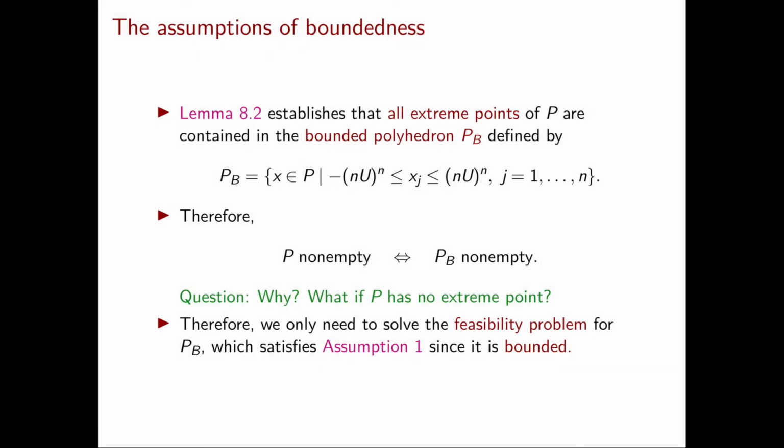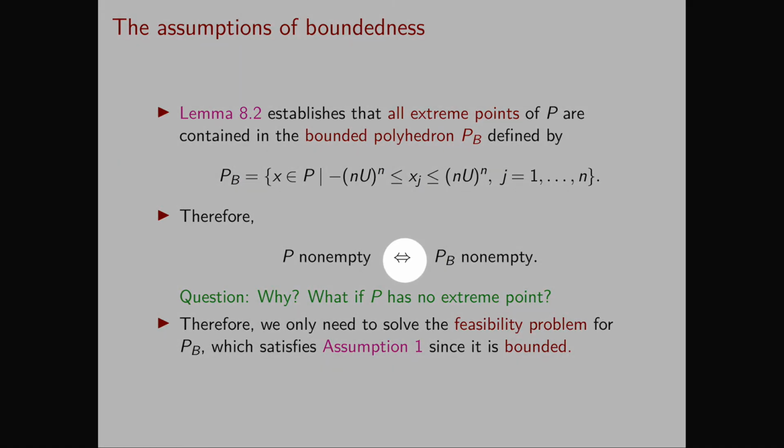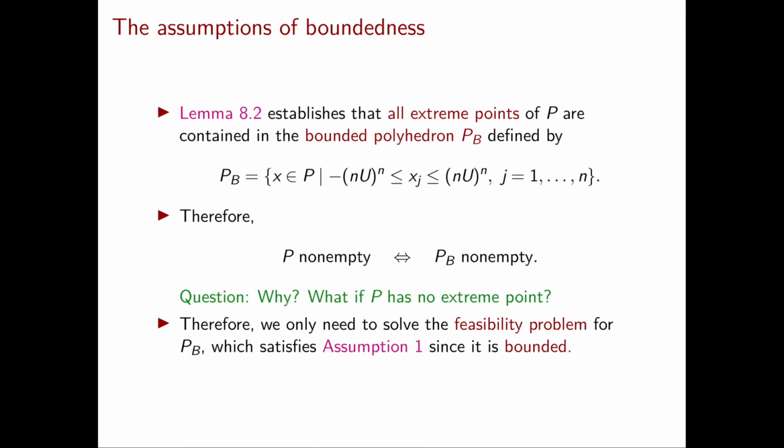Of course, this is not a complete proof, because in particular I am assuming that P has extreme points. Now, what if P doesn't have any extreme points? In this case, this if and only if is still true, and I leave the proof as an exercise for you. As a hint, I suggest that, starting from P, you consider the 2 to the n polyhedra obtained by intersecting P with the 2 to the n different orthants.